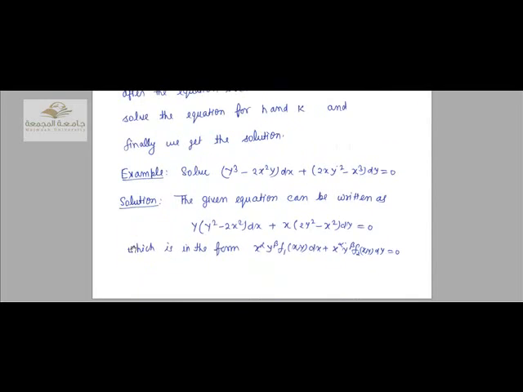For example, solve (y cube minus 2x square y) dx plus (2xy square minus x cube) dy is equal to 0. The given equation can be written as y (y square minus 2x square) dx plus x (2y square minus x square) dy is equal to 0, which is in the form x to the power alpha y to the power beta f1 dx plus x to the power alpha y to the power beta f2 dy is equal to 0.